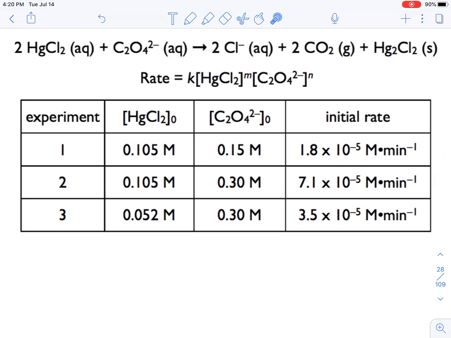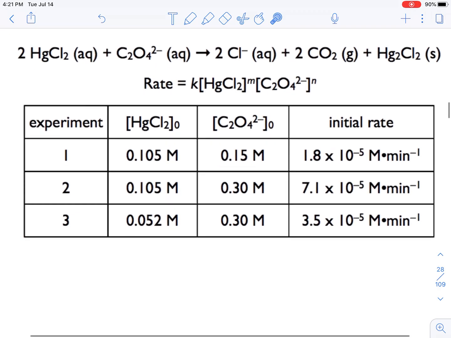And so for trial 3, notice that the initial concentration of oxalate stays the same, but between trial 2 and trial 3, it looks like the initial concentration of mercury 2 chloride was cut in half. And so how does cutting the concentration in half affect the rate of reaction? All right, so that's the analysis portion.